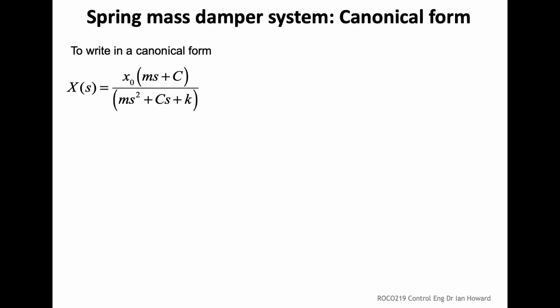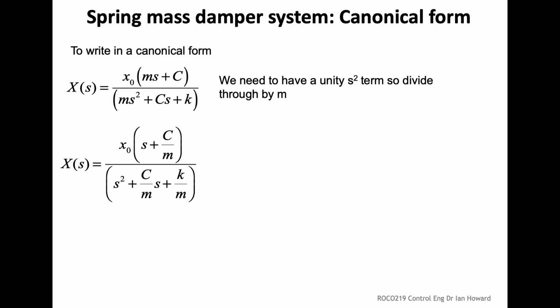Right. Now this is where we start using canonical form, because I want to be able to say something about this system. If we write it in canonical form, which is a standard way of writing things, then we can immediately say things about the system just by looking at the values of the coefficients in front of the terms. So we need to get rid of the m, because we need unity in front of the s squared term. So we divide everything by m, so that it's gone from there and appears there and there.